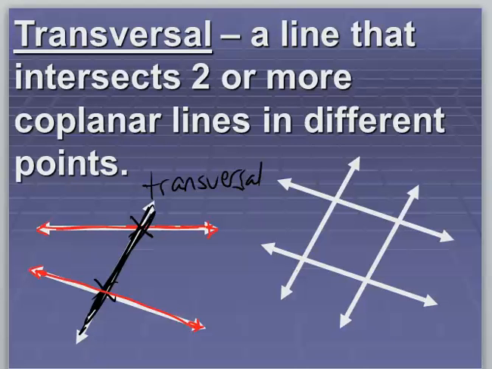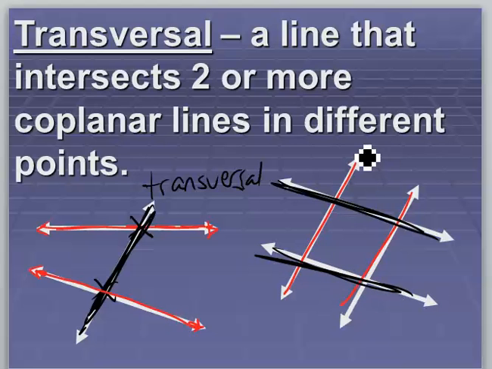We're going to do some things with this. Kind of looks like a number sign or a pound sign picture. I could say these are my two lines, and this top one is a transversal, or the bottom one. Or I could say the black lines are my two lines and I have a transversal on the left in red and a transversal on the right in red.